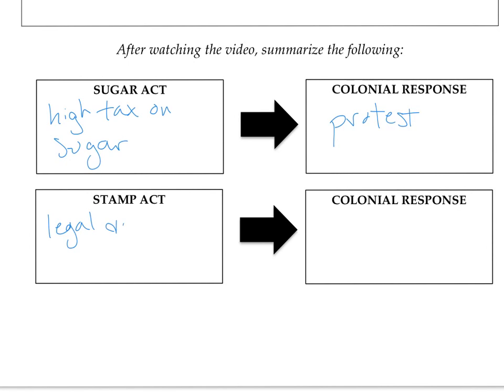The Stamp Act was an act that taxed any legal document, any sort of document, whether it was a newspaper or a set of playing cards, anything at all, needed to have a stamp on it, an official seal of approval from the British government, and it was a tax. So you had to pay it in order to have that stamp made. And the colonists, again, very upset about what was happening, so they decided to protest.